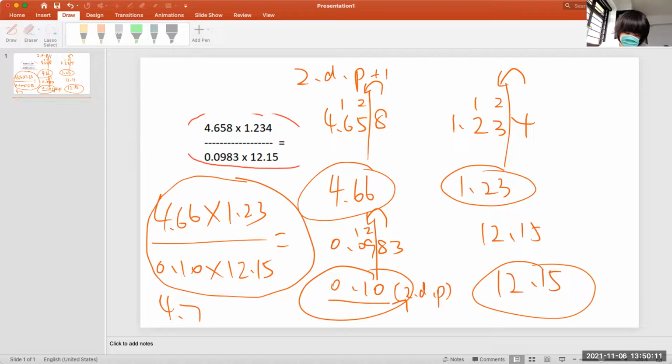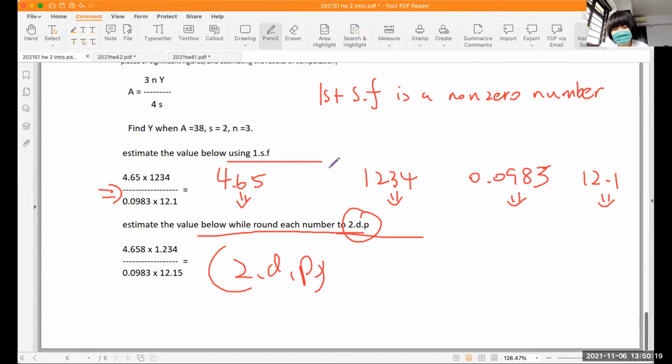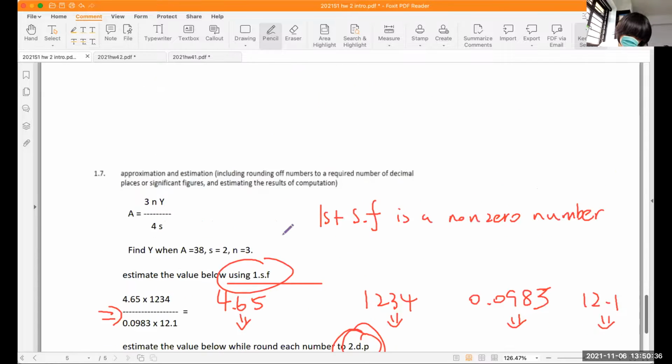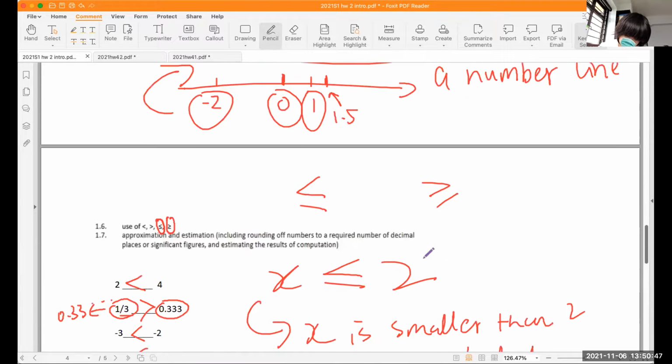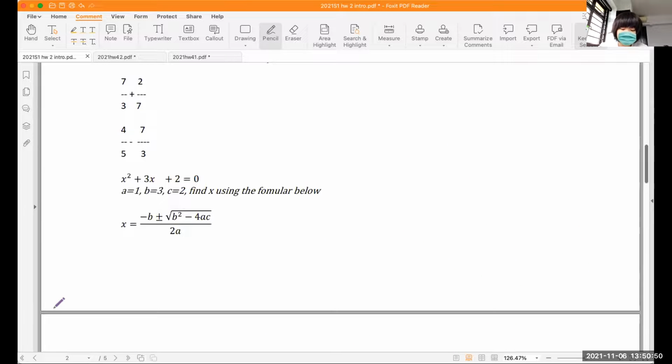Okay. So we can actually use approximation by using... let me share the PDF. So using significant figures is easier for approximation. To use 2 decimal places, you still need to use a calculator, which is not so easy to do. All right, so this is the concept of approximation and estimation. You have learned significant figures already.